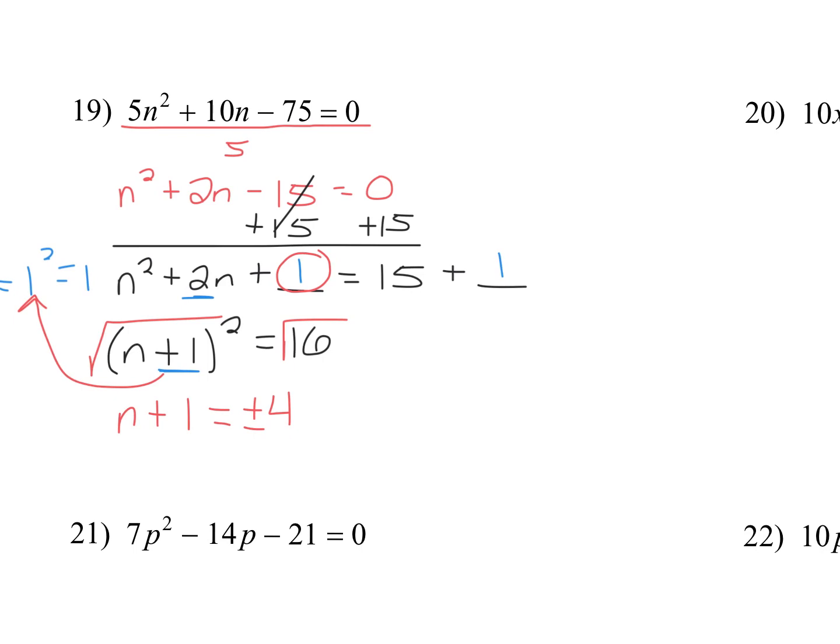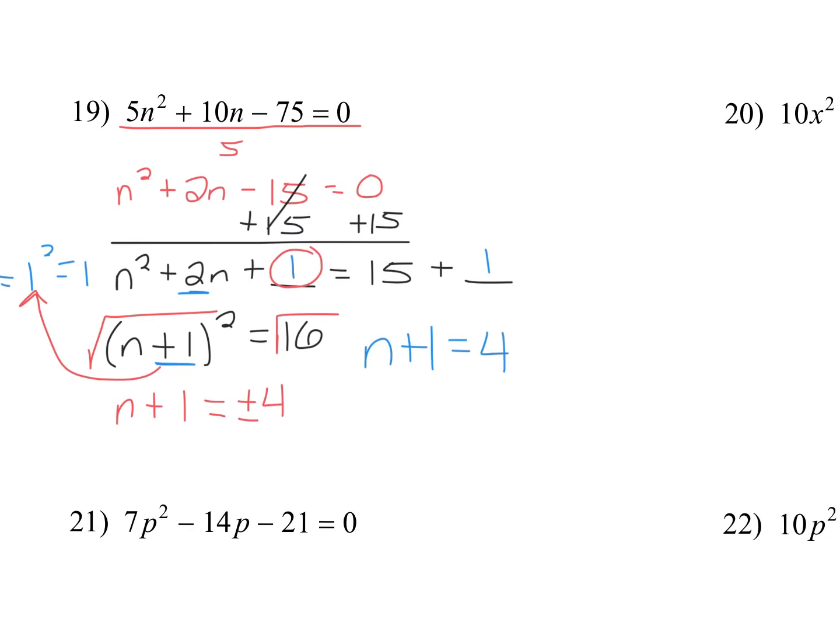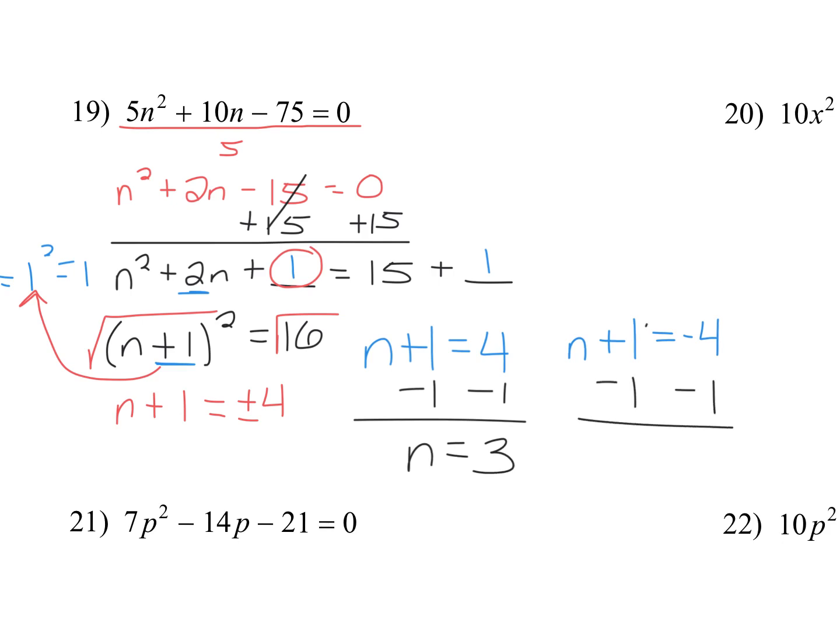And then what's my last step that I need to do in order to get my solutions? Treat them as their own. So one, I'm going to have n plus 1 equals positive 4. And what's my other one going to be? N plus 1 equals negative 4. And then last step with both of those is subtract by 1. So we get n equals 3 and n equals negative 5.